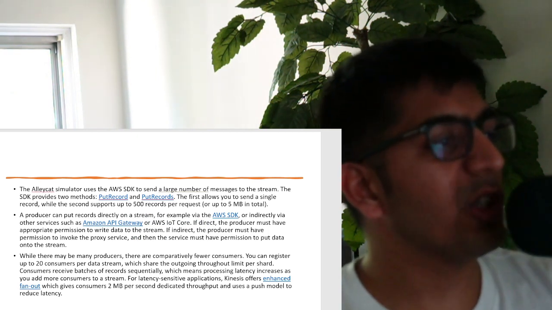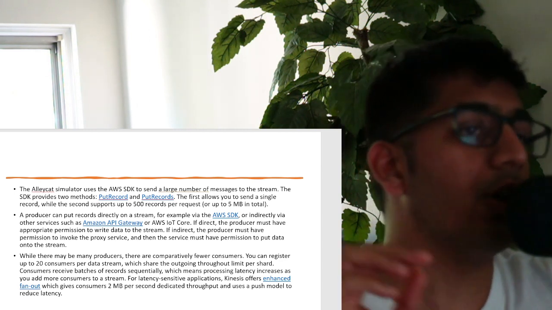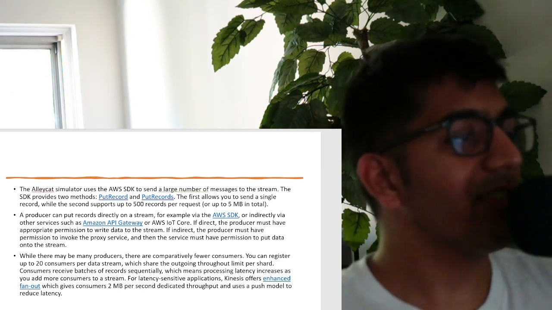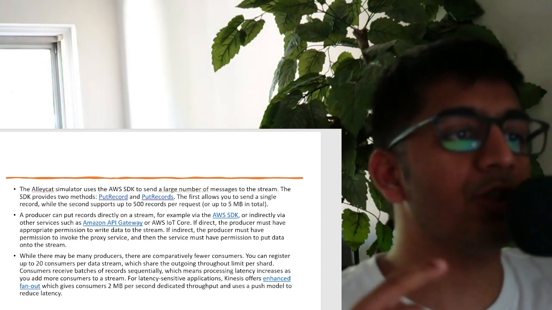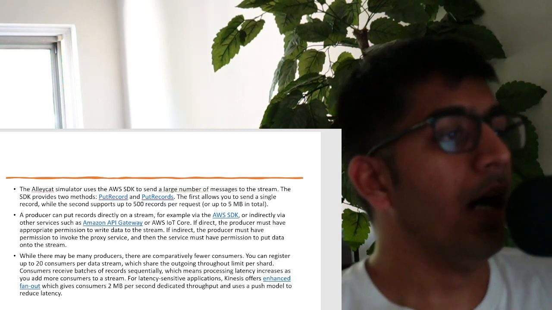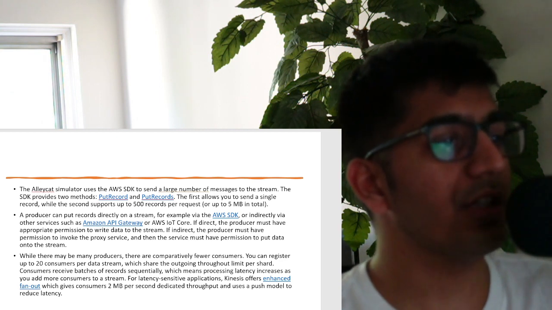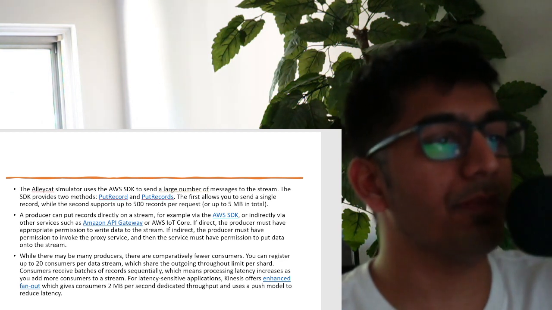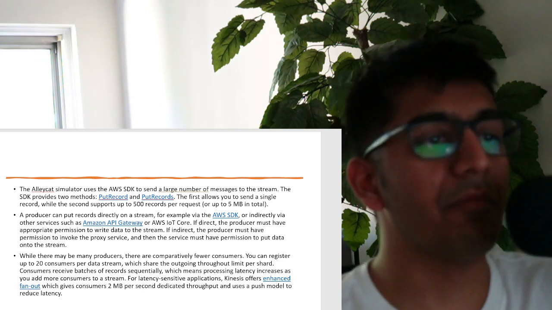The Alicat simulator uses the AWS SDK to send a large number of messages to a stream. The SDK provides two methods, PutRecord and PutRecords. PutRecord means to insert one item. PutRecords is to insert many items. The first allows you to send a single record, while the second supports up to 500 records per request, or up to 5 megabits in total.